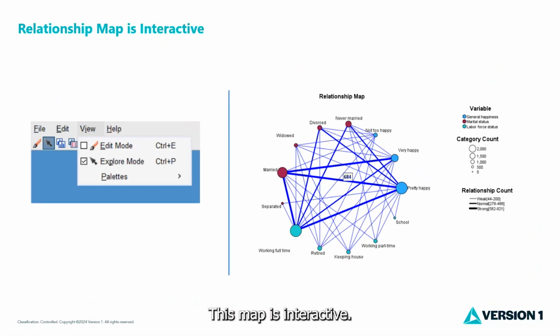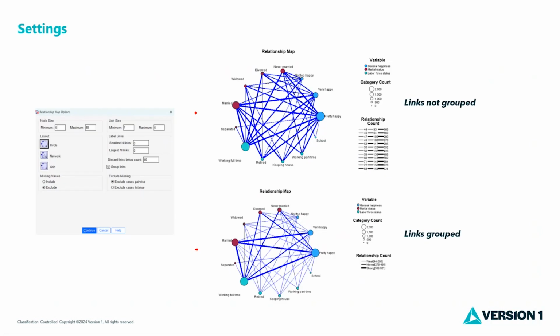This map is interactive. So we'll turn on the Explore mode, and then we can go in and hover our cursor over a line to see the count. Again, we can move the nodes around. We can also change the settings. If you look here, I've asked to discard links below count 40, and I've also asked to group the links. So here is what it looks like with the links not grouped. Here is what it looks like with links grouped. So you can see the grouping here under weak, strong, and normal.